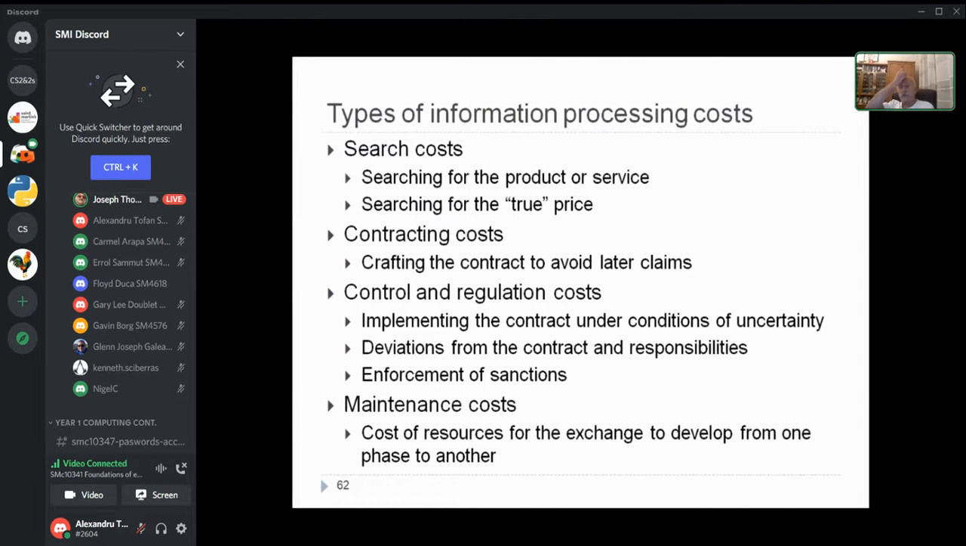And then the final type of costs are maintenance costs. Right? The cost of resources for the exchange to develop from one phase to another. Buying an ERP, you've got your implementation phases. Right? A lot of work needs to be done. It is not just downloading software, implementing it, and that's that. All right, so there are a lot of costs that go into really actuating the whole contract.